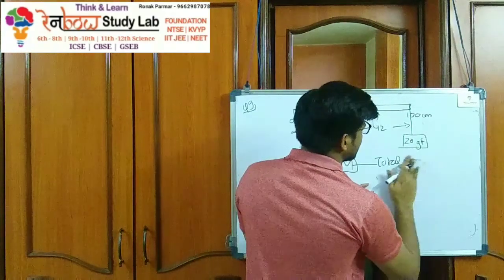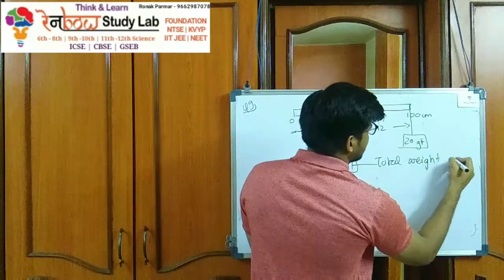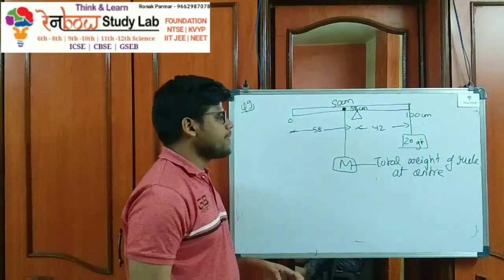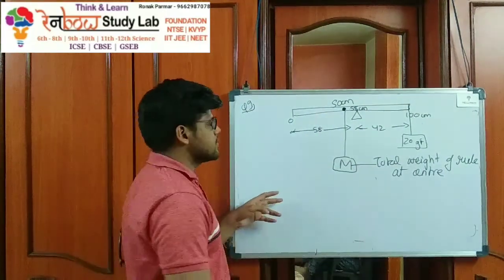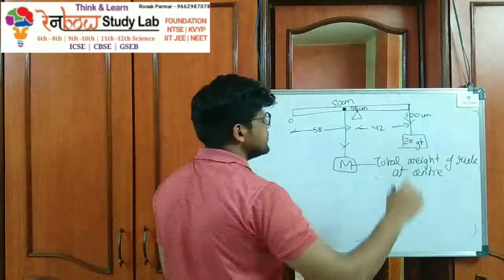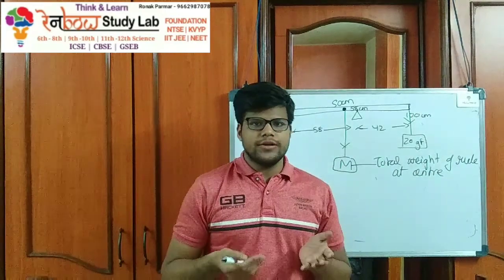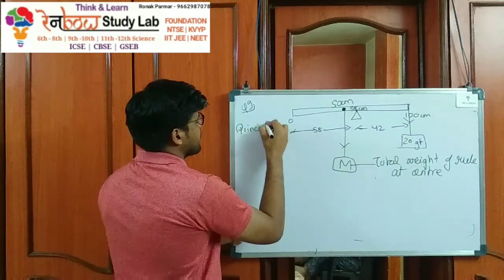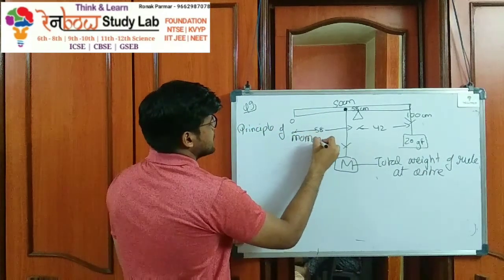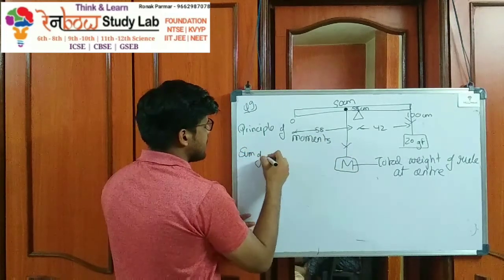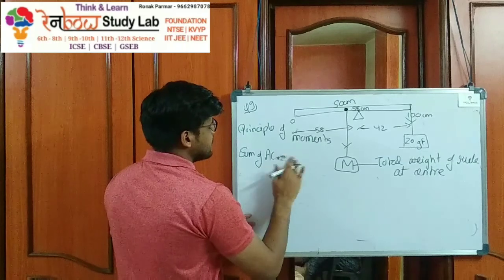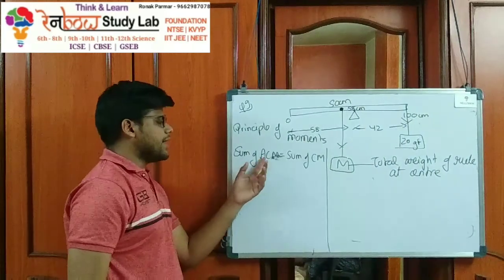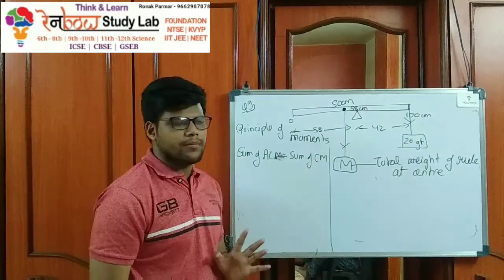Total mass, total weight of rule at center. Okay. So now we are having two forces. First is this m and another is 20 GF. But you are in balanced condition, so you will apply principle of moments. So sum of anti-clockwise moments will be equal to sum of clockwise moments. Sum of anti-clockwise moment and sum of clockwise moment will be same.